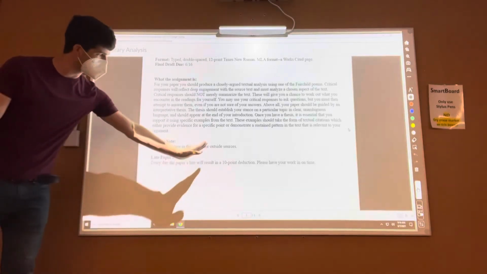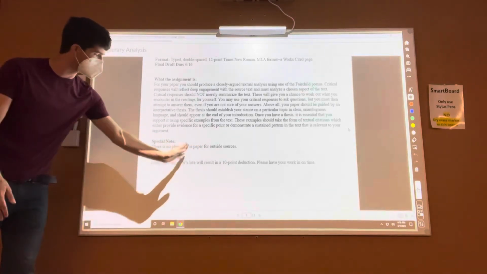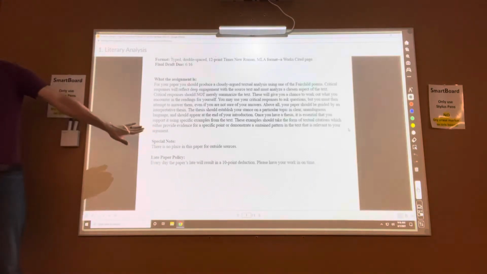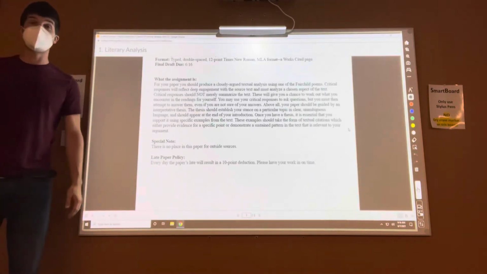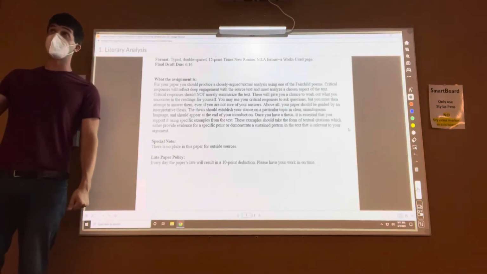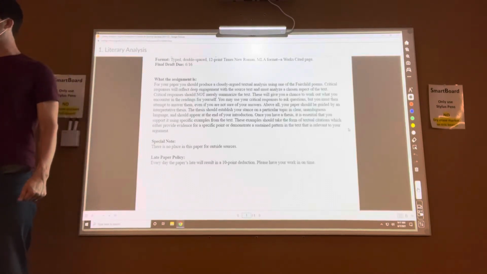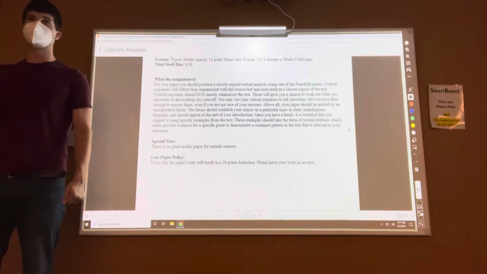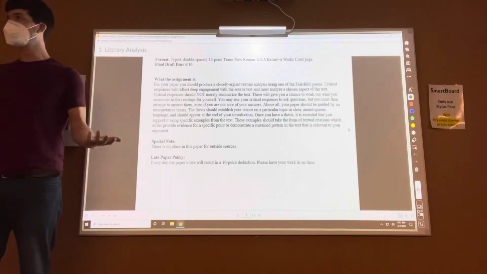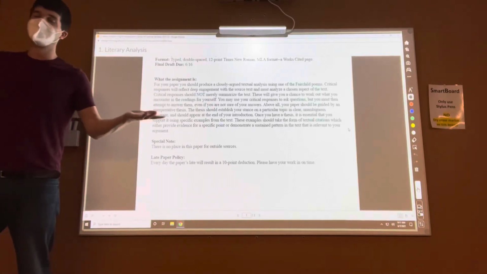I used to not have this on here, but you guys surprised me still. There's no place for outside sources in this paper. The best advice I can give you there, unless a prompt specifically asks for outside sources, don't use outside sources. What is wrong with people? Don't do that. Okay.